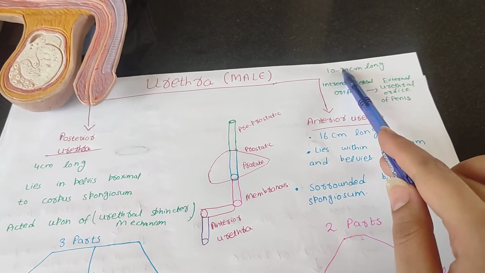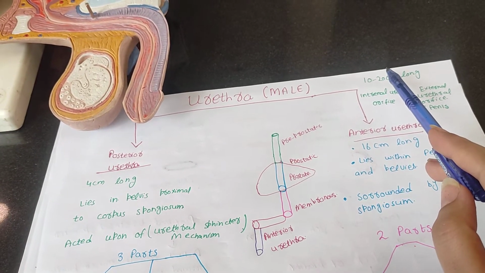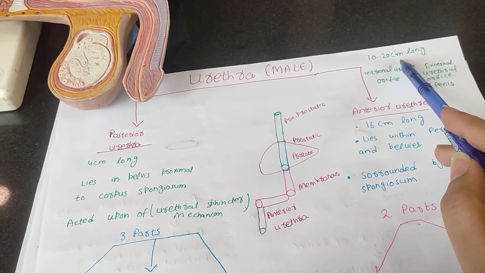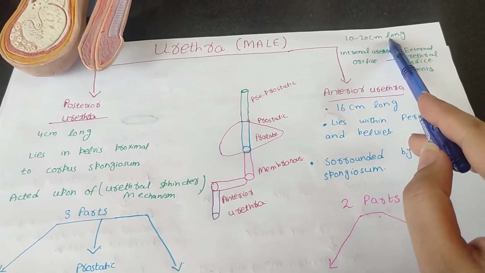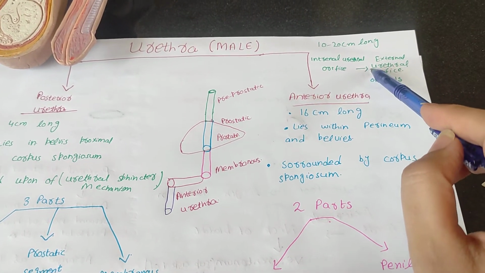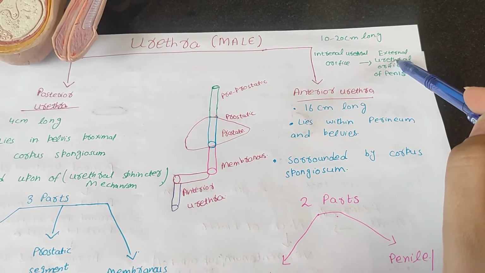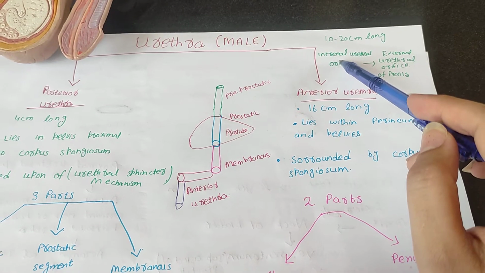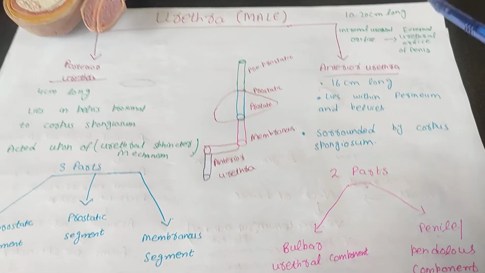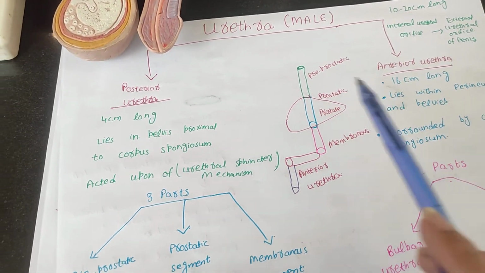The urethra is almost 10 to 20 centimeters long. It's not only the anterior or outside opening that is the urethra. The urethra is all the way coming inside, and it extends from the internal urethral orifice to the external urethral orifice. From where we urinate is the external urethral orifice. So as we discussed, it is divided into the posterior and anterior urethra.